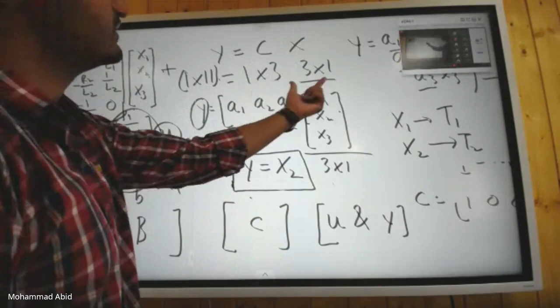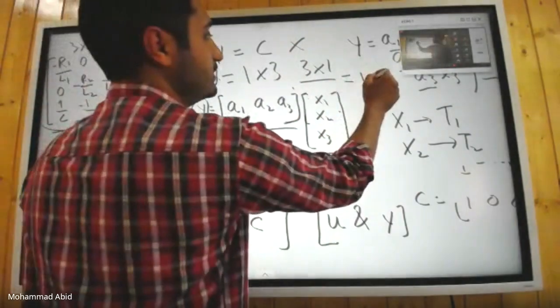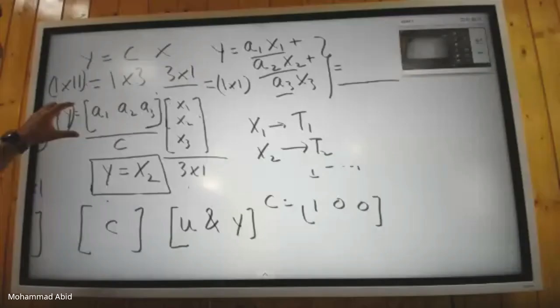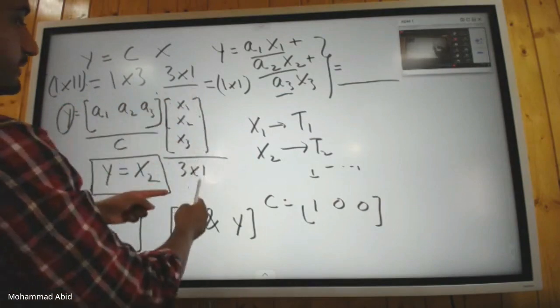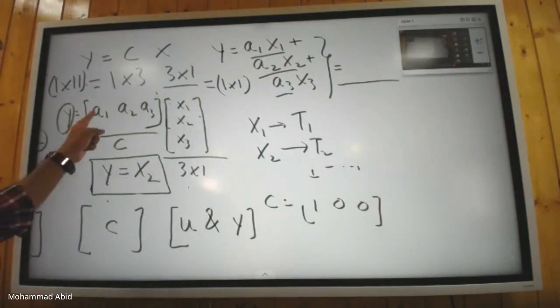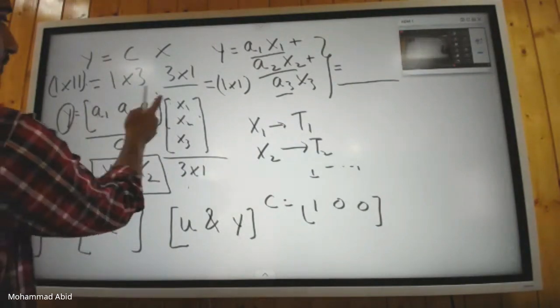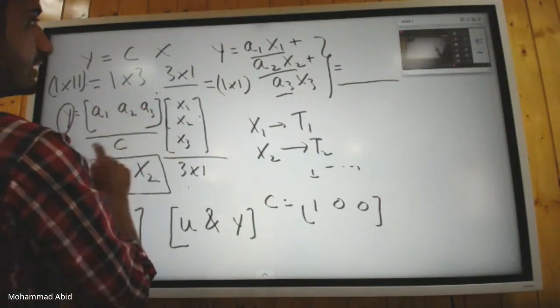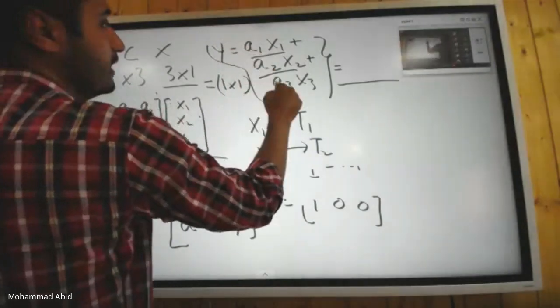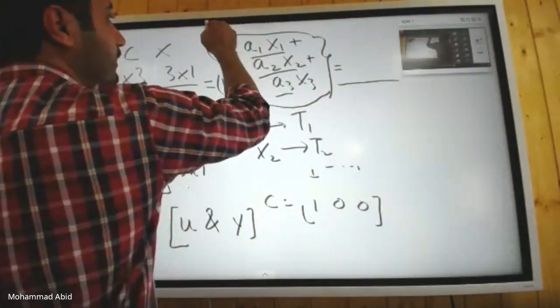This is 1 cross 3. This is 3 cross 1. You will get a 1 cross 1 entry as an output. Your C is basically a row, and your X is a column. When you do the multiplication, you will get a single entry. This is the inner product. This is A1 x1 plus A2 x2 plus A3 x3, which I have written here, and you will get a single entry out of it.